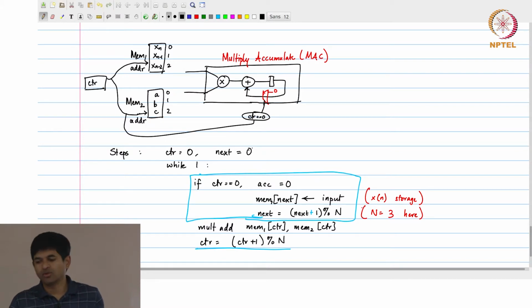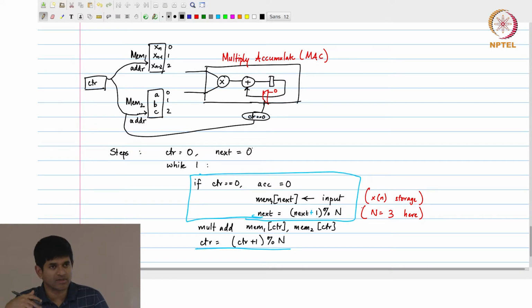Okay, so what will happen is, the first time around, x of 0 that's coming in will go into location number 0 in mem1. The next time after that, x of 1 will go into location number 1, then x of 2 will go into location number 2, etc., right? And so we will have a circular buffer being built up over there.